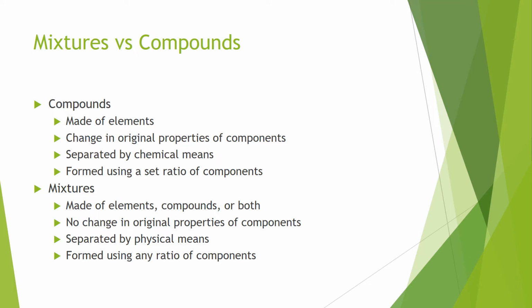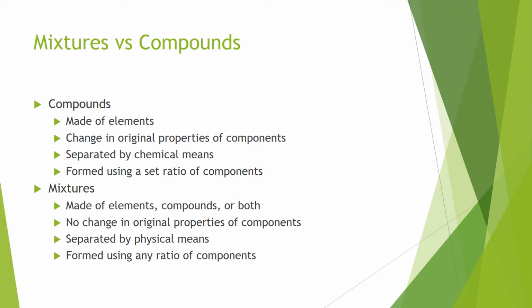Secondly, when compounds form, there is a change in the original properties of the components. We talked about how different compounds are from the elements that make them up, whereas with mixtures, you're not changing the original properties of those components because you're not changing the components at all. Like we said, with a pizza or salad, lettuce is still lettuce, tomato is still tomato. It's not going to change those properties.